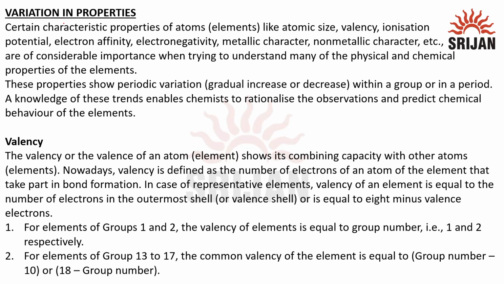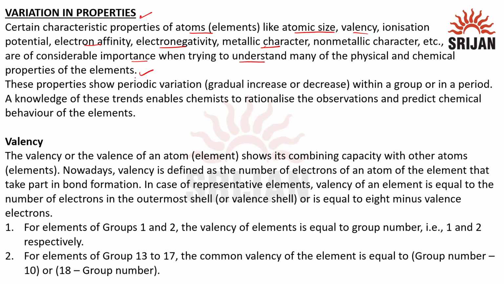In today's video, we will learn about the variation in the properties of elements. So, we know that certain characteristic properties of an atom or element, like atomic size, valency, ionization potential, electron affinity, electronegativity, metallic character and non-metallic character, etc., are of considerable importance when trying to understand many of the physical and chemical properties of that element, right?